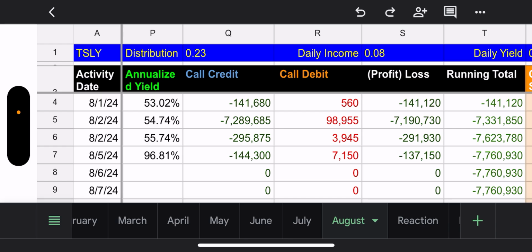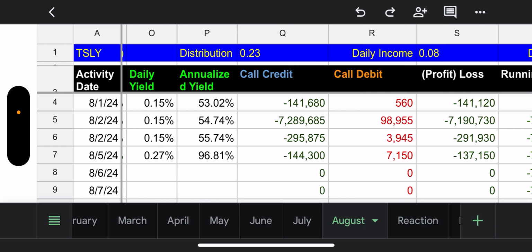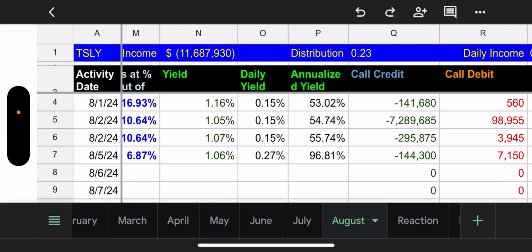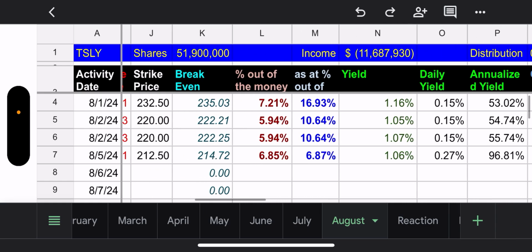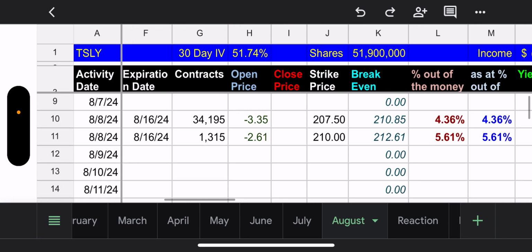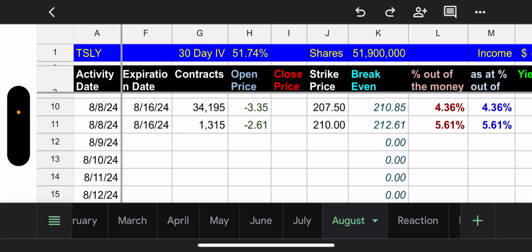Obviously, the credit went towards last month, because when they opened these positions, it was last month. So the debit is what went towards this month, which is okay because we got the new credits, which I'll show you in a second. So in the end, annualized yield anywhere from 53 to 96%. Again, very successful trades from last week. So good job. Now, as far as the new trades, we got 2 different strike prices.